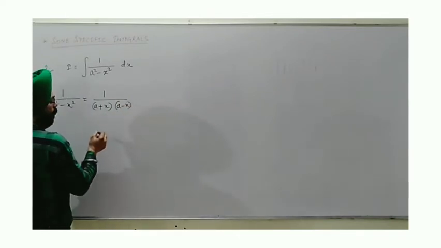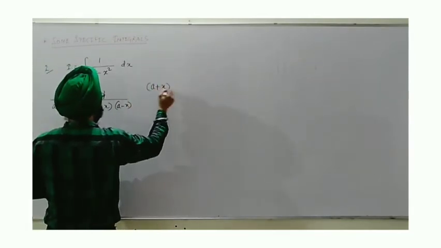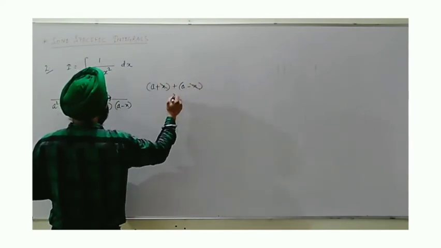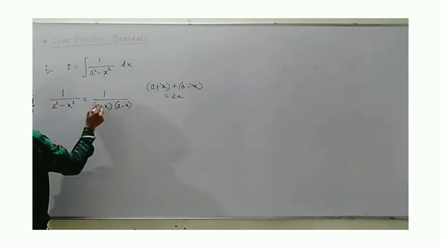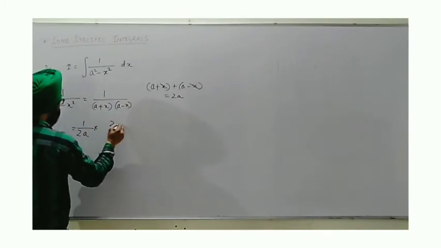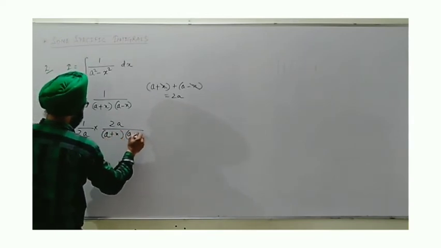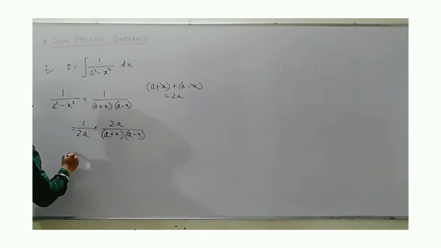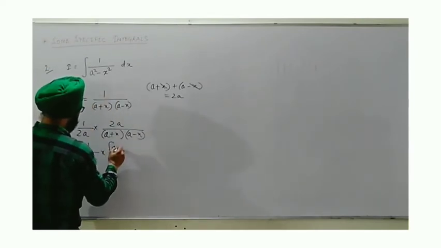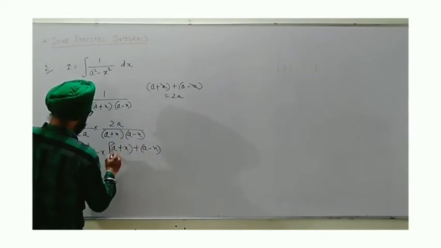Further, if I want to split up, I see a plus x plus a minus x, their sum cancels x and only 2a is left. So yes, this time the sum of these two factors is 2a, so multiply and divide by 2a here, and this 2a of the numerator once again will be replaced by that sum, writing 1 upon 2a, and this as a plus x plus a minus x.